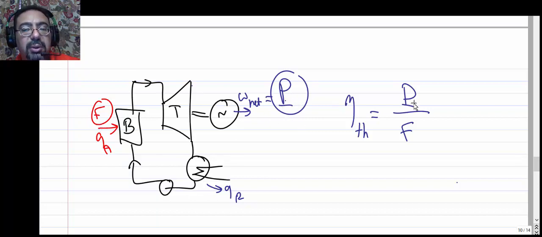Output over input. So P over F. That is the thermal efficiency, right? Whatever we get and how much fuel we are paying. And this can be in BTU over BTU, or you want to turn this into CCF over CCF, or kilowatt hour over kilowatt hour. The point is output over input.